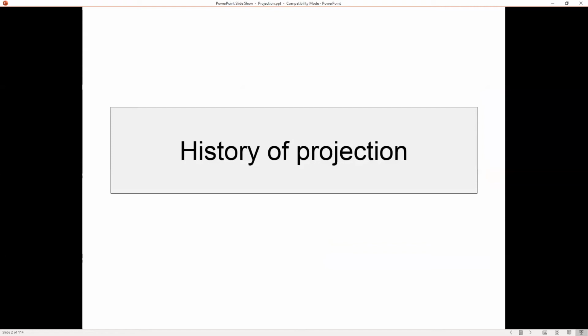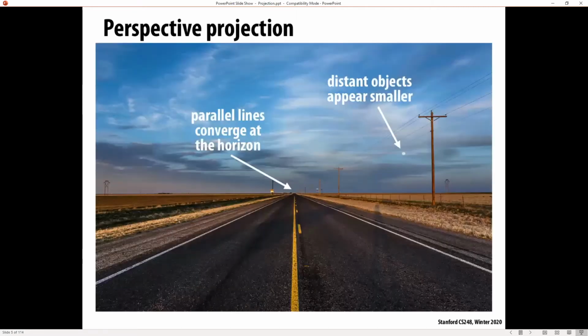So let's talk a little bit first about a history of projection. So what is projection? What is perspective? I'm sure you know this from some art class or drafting class, or just because it's the kind of thing people would know. Parallel lines converge someplace, distant objects get smaller. This is what we mean by perspective. And so far, we don't have it in our graphics programs.